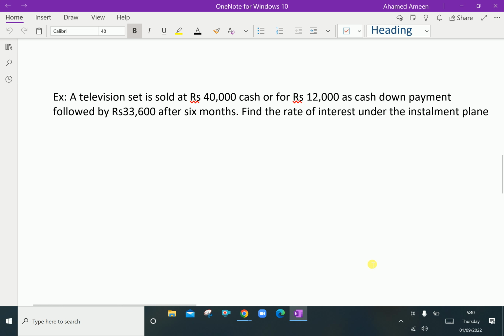That means a customer wants to buy a television. The cost is 40,000, but he has to pay only 12,000 as down payment. Then the rest of the amount, 33,600, he has to pay after 6 months. Under this scheme, you have to find the rate of interest per annum.